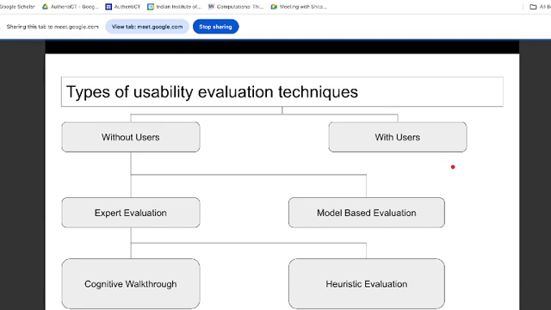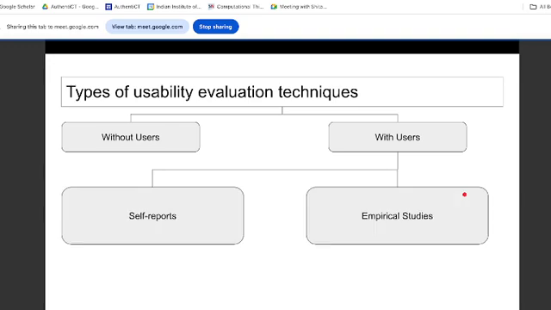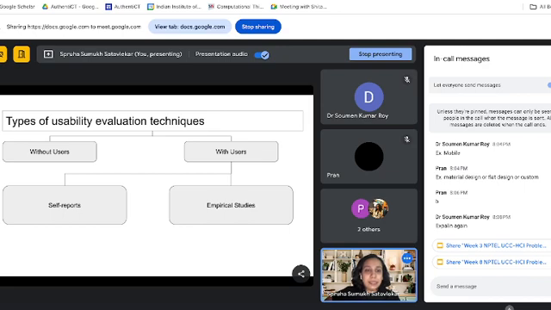So till now we have seen all these types of evaluation, model based evaluation, which we covered previously only with computational models. So we went through a series of without-user evaluations. Next we will consider the with-user evaluation. There are again two types: one is empirical studies and the other is self-report. Empirical studies we covered in the last session in week 7. Explain again.